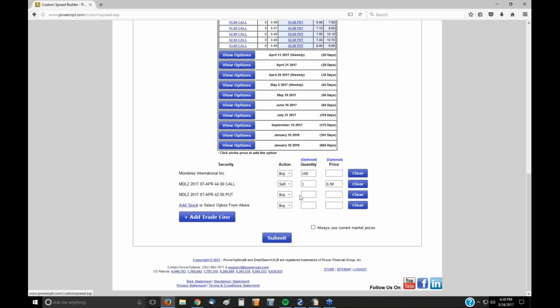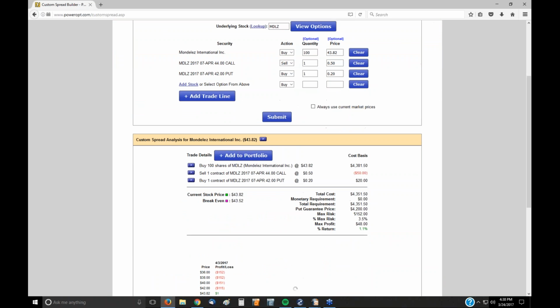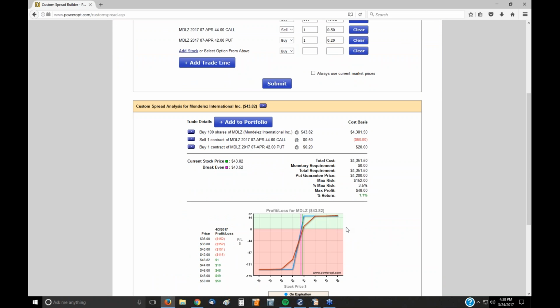Okay, so I'm going to sell the call at 50 cents, and we're going to buy the 42 put for 20 cents. So I'm taking away some of my premium. I'll still get a 30-cent positive premium, the potential to get assigned at 44, and protection in place at 42. Now, this position is a standard collar. This is the profit and loss chart you'd look for.